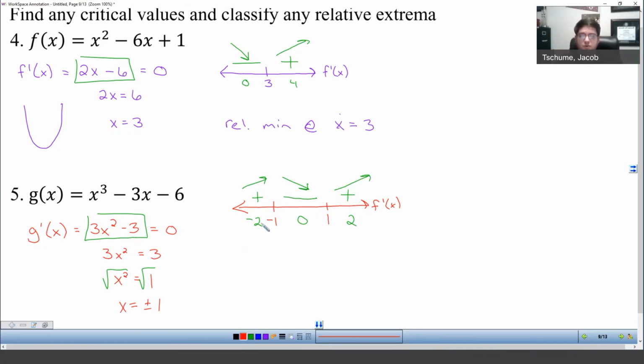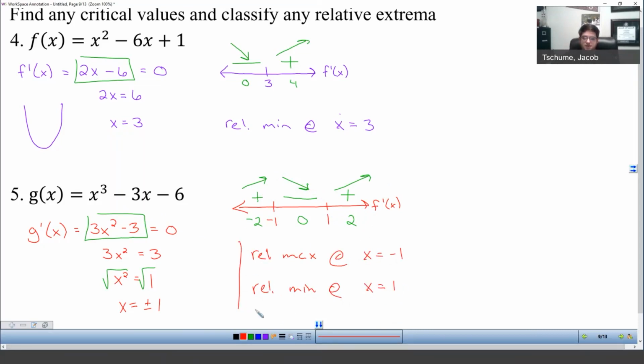So going from left to right, at x equals -1, your graph changes from increasing to decreasing. So that means that you're going to have a relative maximum at x equals -1. Versus at x equals +1, you go from decreasing to increasing. So therefore, you're going to have a relative minimum at x equals 1.